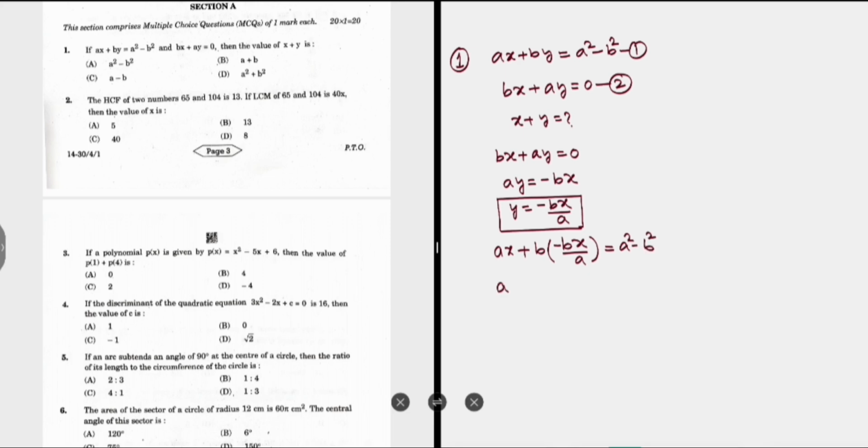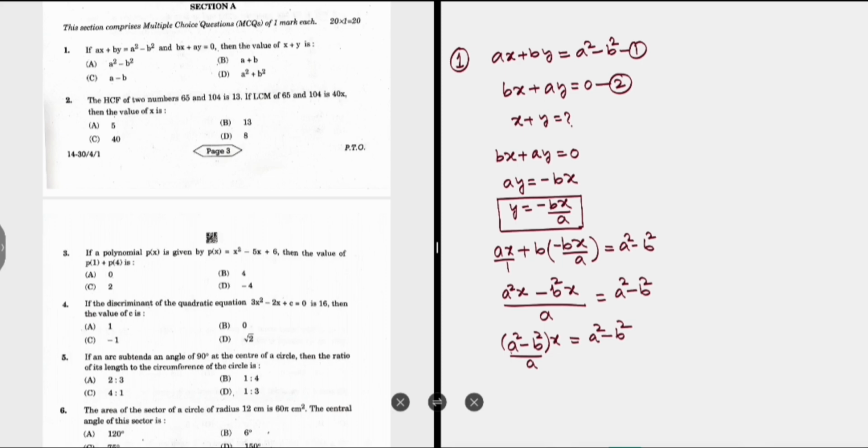Now from this we should take LCM. So when you take LCM, a will be LCM. So here we need to multiply a to the first term. So we get a square x minus b square x by a is equal to a square minus b square. I hope you understood this step. Now in the numerator we have x common. So if you take x common, it will be a square minus b square by a into x is equal to a square minus b square.